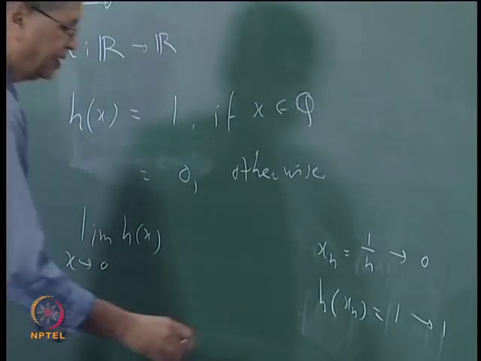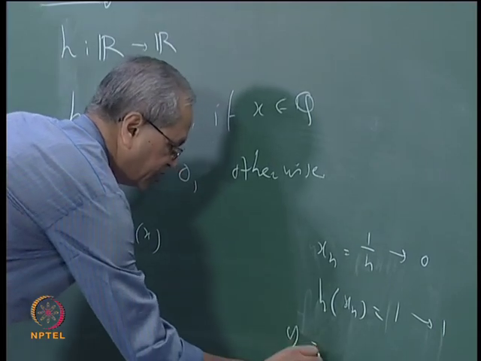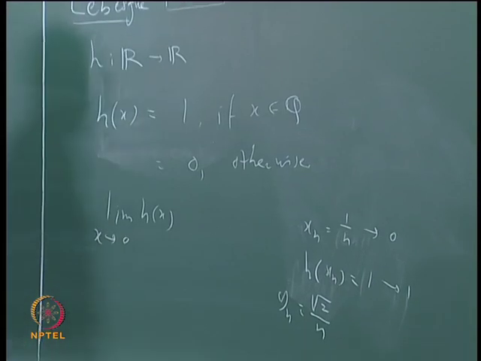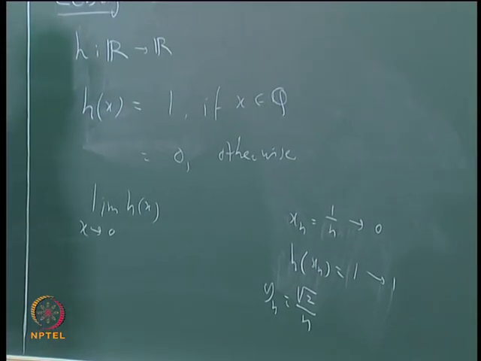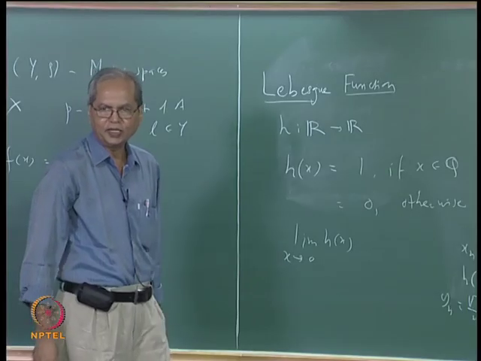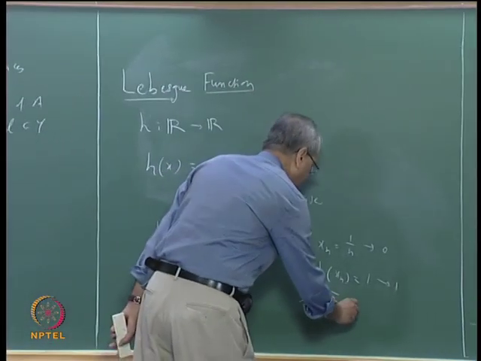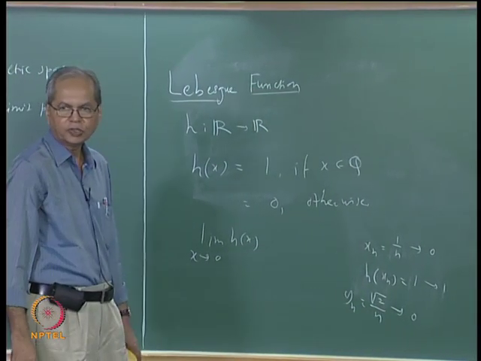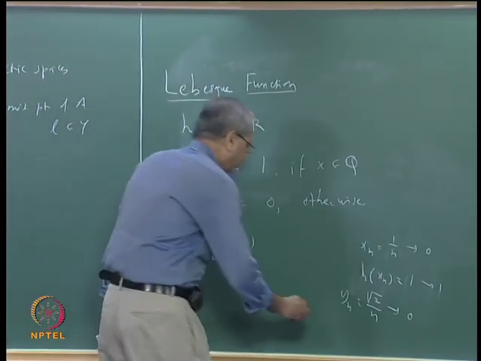Alright, let me take another sequence yn. Suppose I take yn as root 2 by n. You can take any such sequence, basically it should be an irrational number. So yn as root 2 by n tends to 0. And what about h of yn?